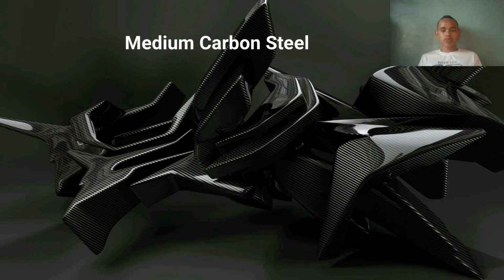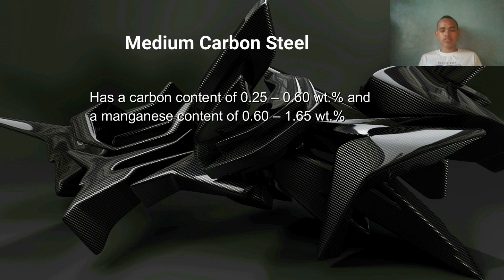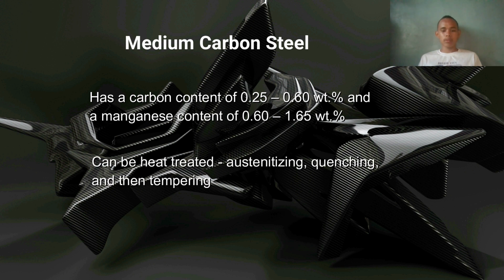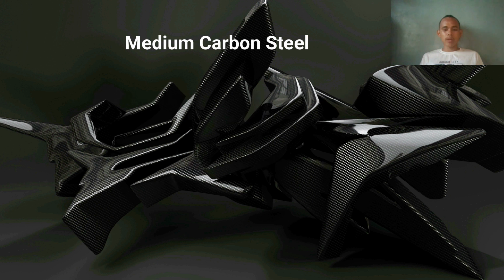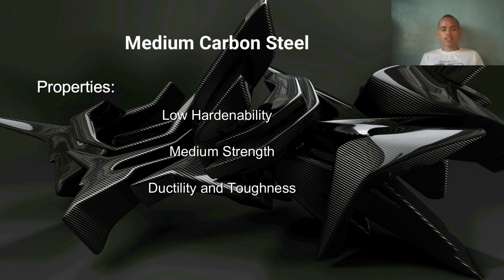The medium carbon steel has a carbon content of 0.25 to 0.60 weight% and a manganese content of 0.60 to 1.65 weight%. The mechanical properties of this steel are improved via heat treatment involving austenitizing followed by quenching and tempering, giving them a martensitic microstructure. Medium carbon steel has properties of low hardenability, medium strength, ductility, and toughness.